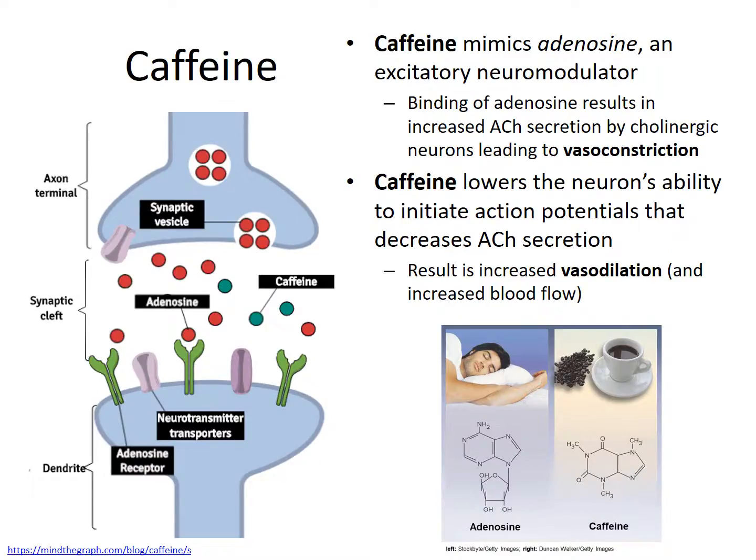One last drug that many people, including myself, struggle with an addiction to is caffeine. Why is it so addictive? Well, caffeine mimics adenosine, which is an excitatory neuromodulator. The natural binding of adenosine results in increased acetylcholine secretion from cholinergic neurons, leading to vasoconstriction.